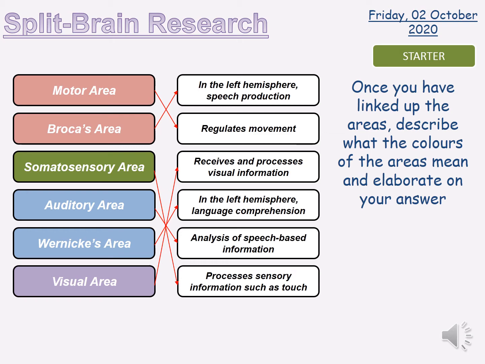So the motor area and Broca's area are in the frontal lobe. In terms of the somatosensory area, that is in the parietal lobe. The auditory and Wernicke's area are in the temporal lobe, and the visual area is in the occipital lobe.